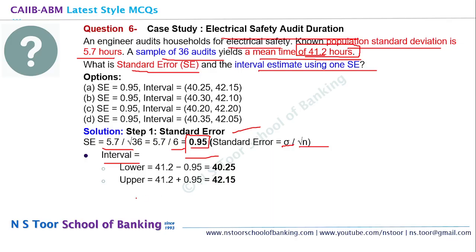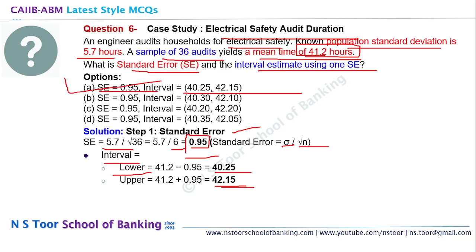As usual, for the lower level, what we have to do? Mean minus 0.95, that is the standard error, is equal to 40.25. Check the calculation. And in case of the upper level, we have to add it. So 41.2 plus 0.95, that is 42.15, will be my answer. So what will be my range? 40.25 to 42.15 will be my range, and my standard error is 0.95.